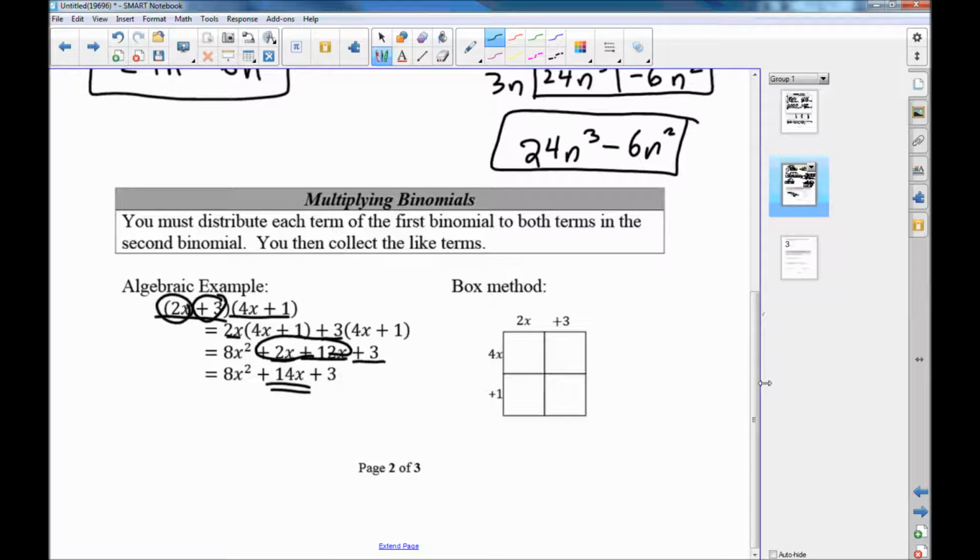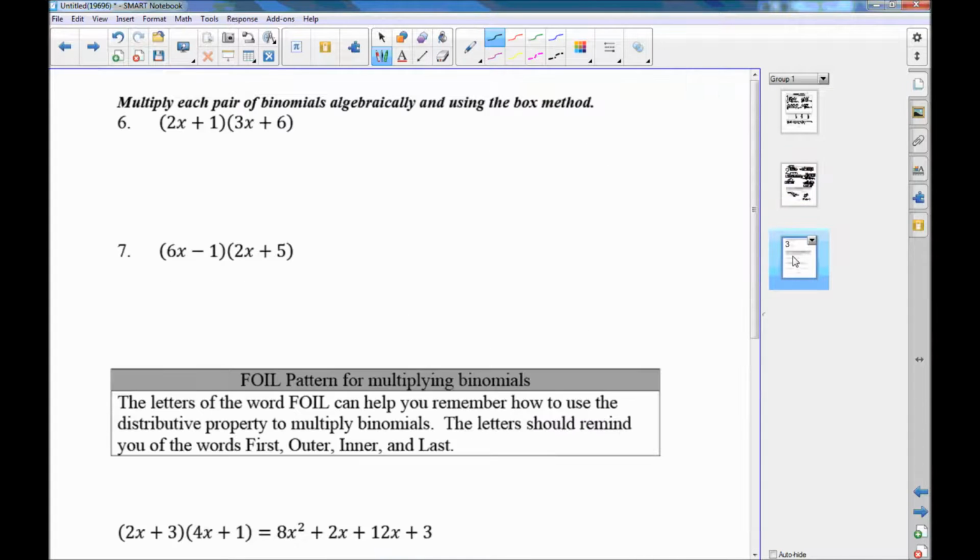Now box method, we do 2x plus 3 on the top and 4x plus 1 on the side, although you could flip those, it wouldn't make a difference. Then we do 4x times 2x, which is 8x squared, 4x times 3, which is 12x, 1 times 2x, which is 2x, and 1 times 3, which is 3. And you can see the diagonals are like terms, so here we would get 8x squared plus 14x, and then we bring down the 3. Okay, 2x plus 12x will make 14x there. All right, let's flip it over and practice this a little bit.